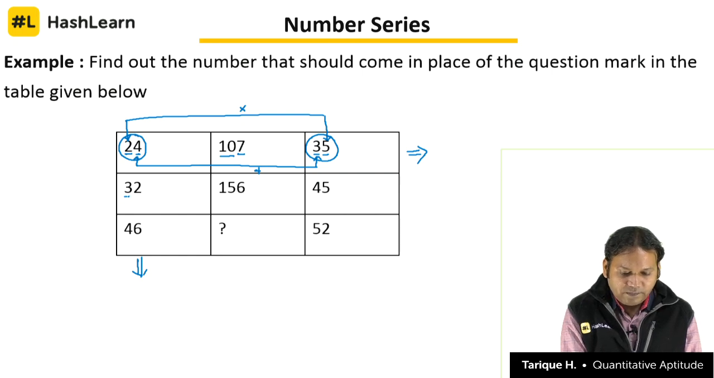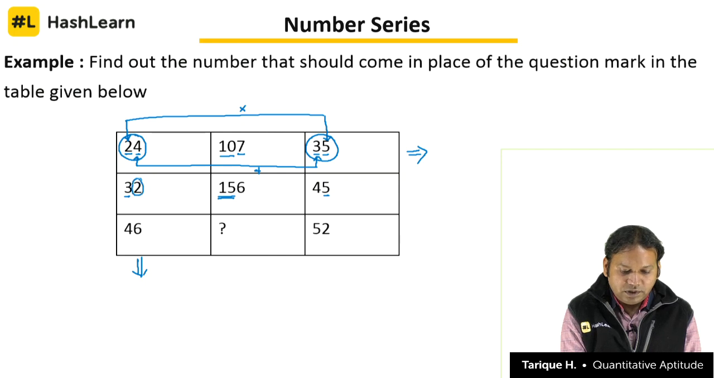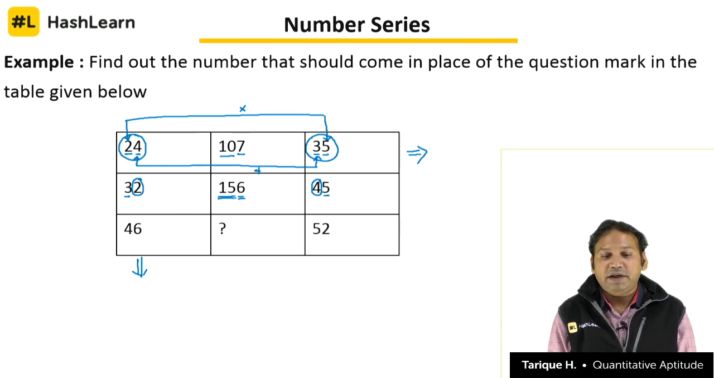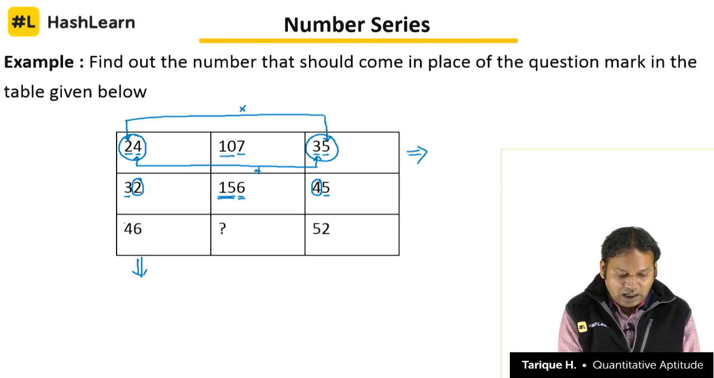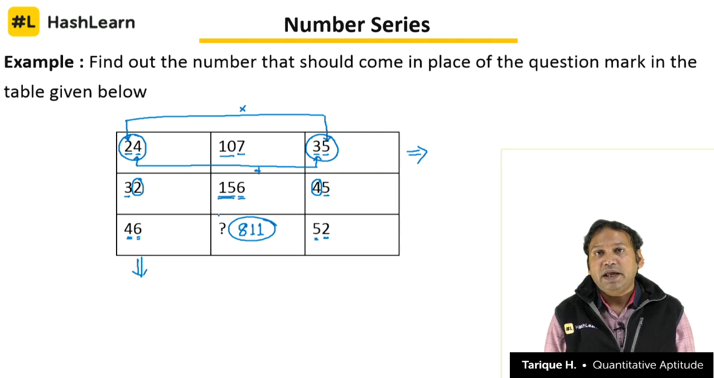So let's see again 3 and 5. If you multiply 3 and 5, what number we get here? 15. And if you add the numbers 2 and 4, 2 plus 4 becomes equal to 6. So 3 into 5 is 15 and 2 plus 4 is equal to 6. Next we look at the last row. So in the last row what do we have? 4 and 2. When you multiply 4 into 2 we get 8, and when you add 6 and 5 we get 11. So what number should come in the place of the question mark? 811.